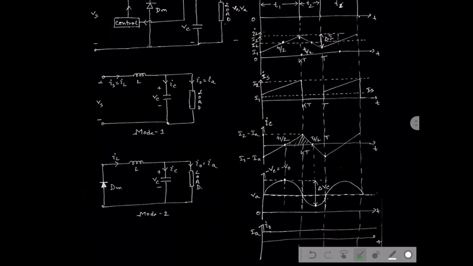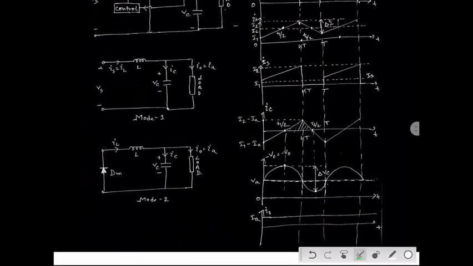Same thing here. We consider this part. Here again we can consider this part, which is confined between the time duration T1 by 2 to T2 by 2. As this is T1 and this is T2, this point should be T1 by 2 and this point should be T2 by 2. That means the peaks are confined to the region T1 by 2 to T2 by 2. Okay, and this is the peak to peak ripple current of the capacitor.